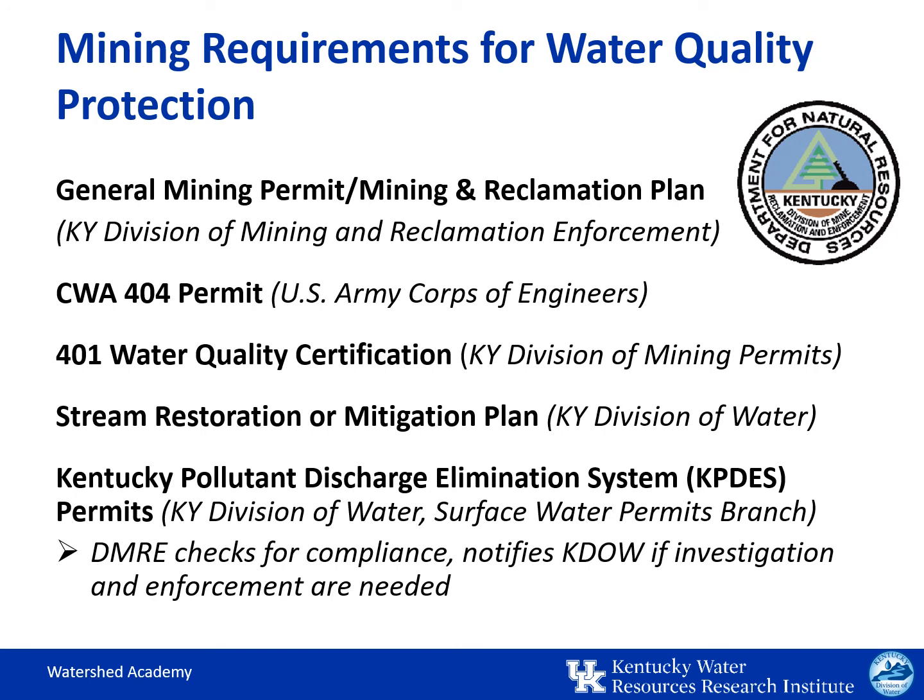Finally, the Kentucky Division of Water is responsible for reviewing and issuing KPDES, or Kentucky Pollutant Discharge Elimination System permits for mining. These require a BMP plan, and its components are described in the accompanying permit. In the case of mining, DMRE conducts the associated monitoring for the KPDES permit compliance and then notifies the Division of Water if there seem to be any discharge violations. The Division of Water is then responsible for investigating and enforcing the permit.